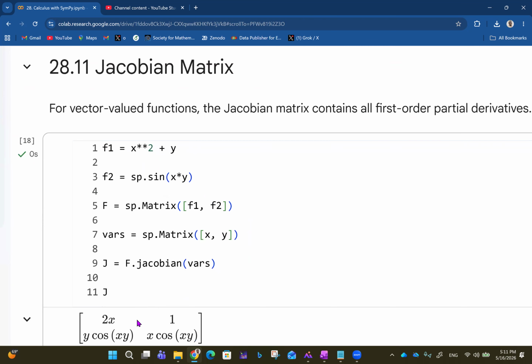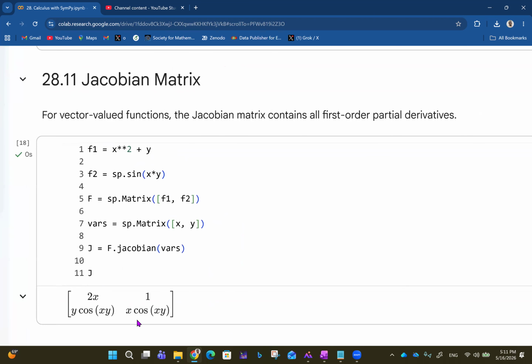Then we have the Jacobian matrix. For vector valued functions, the Jacobian matrix contains all first order partial derivatives. That's what the Jacobian is about. So if you have f1 to be x squared plus y and f2 to be sine xy, f now will be sp.Matrix. You can form a matrix of f1 and f2, and you also form a matrix of the variables x and y. So J is f.jacobian with respect to the variables. So you have 2x, 1, y cos xy, x cos xy.